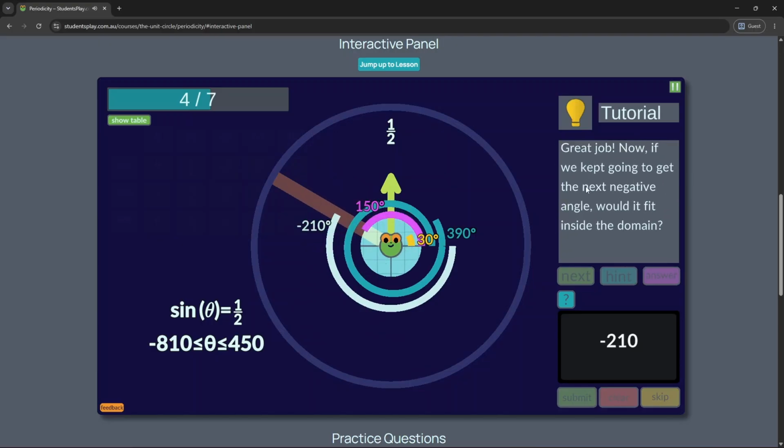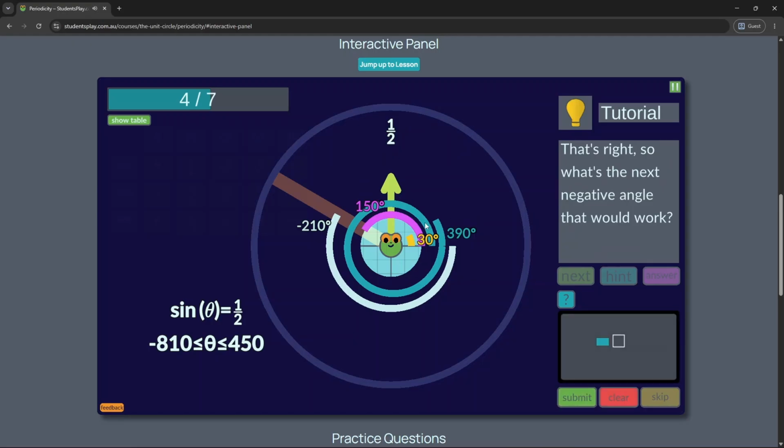Great job. Now, if we kept going to get the next negative angle, would it fit inside the domain? Well, we got 810, so I would say probably yes, but then we could work it out properly. So we go around to 360, then come back 30. That'll be negative 330. Nice.